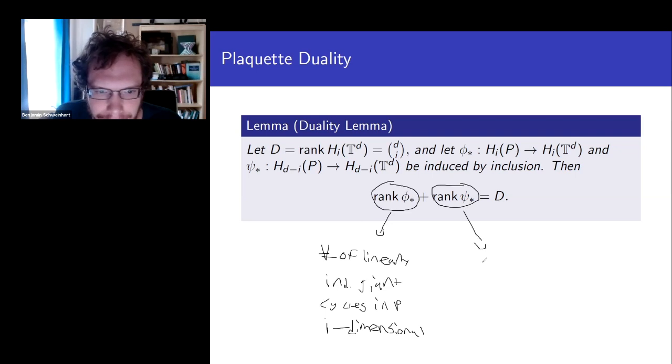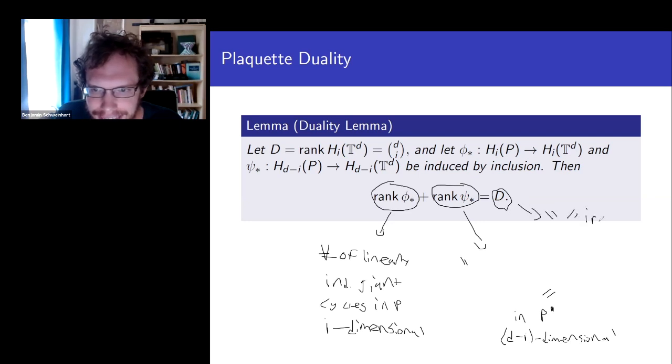And this is the number of... so we could just copy and paste that in P bullet, which is D minus I dimensional. So this tells us that if we take the number of linearly independent giant cycles in P plus the number of linearly independent giant cycles in the dual plaquette system, then that adds up to the total number of giant cycles in the torus. Okay, the maximum possible number of linearly independent giant cycles.